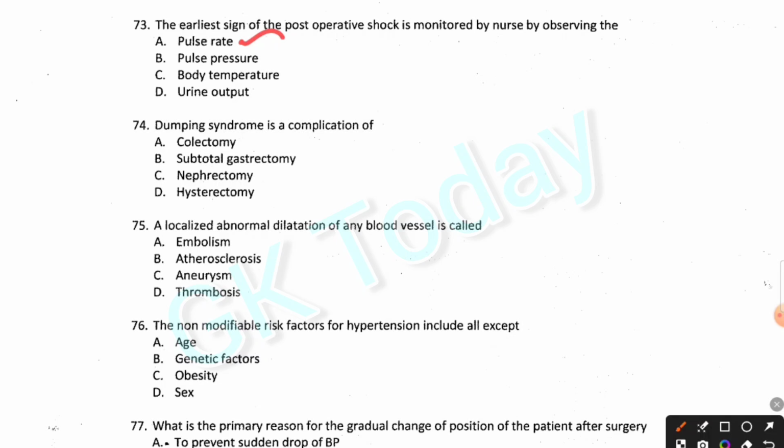Question number 74. Dumping syndrome is a complication of subtotal gastrectomy. Correct answer is option B. Question number 75. A localized abnormal dilation of any blood vessel is called, correct answer is option C, aneurysm.